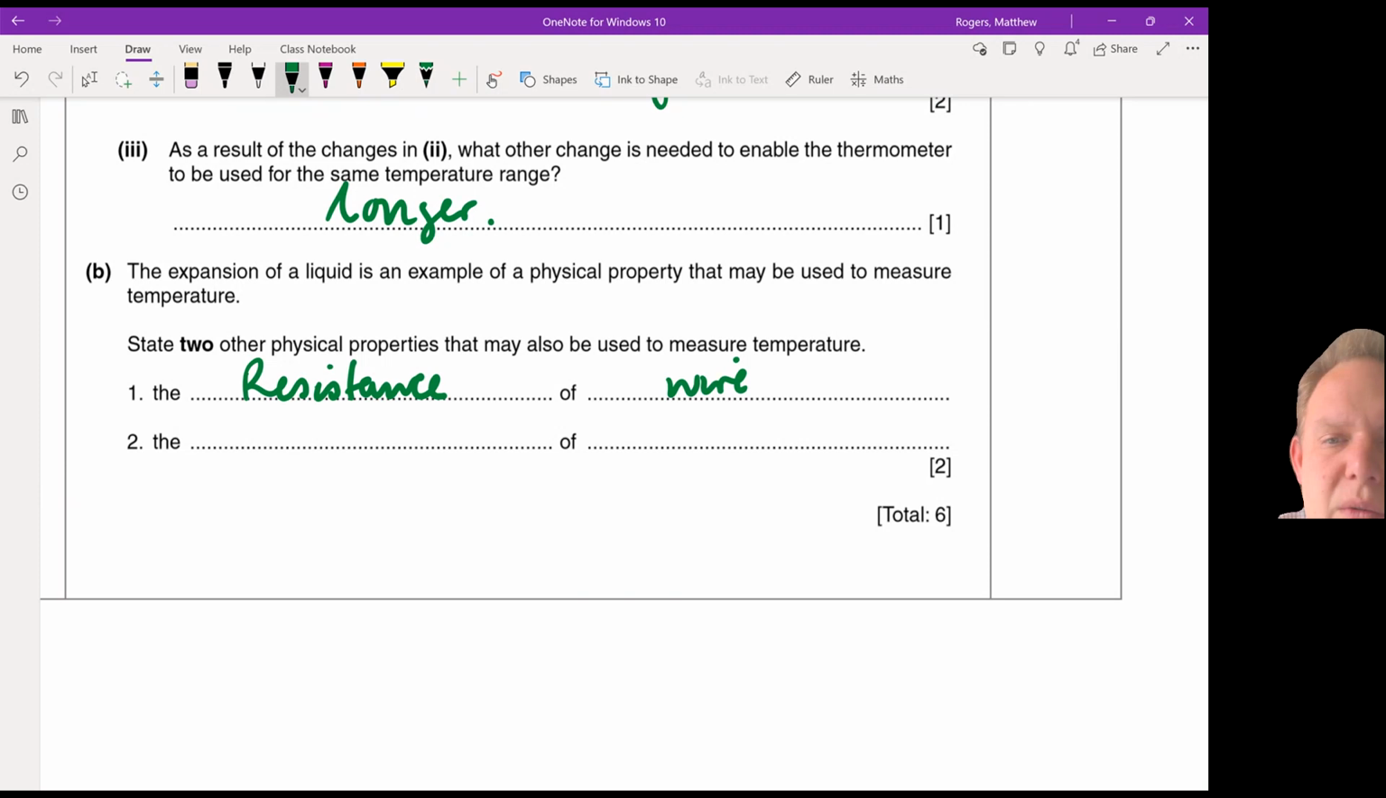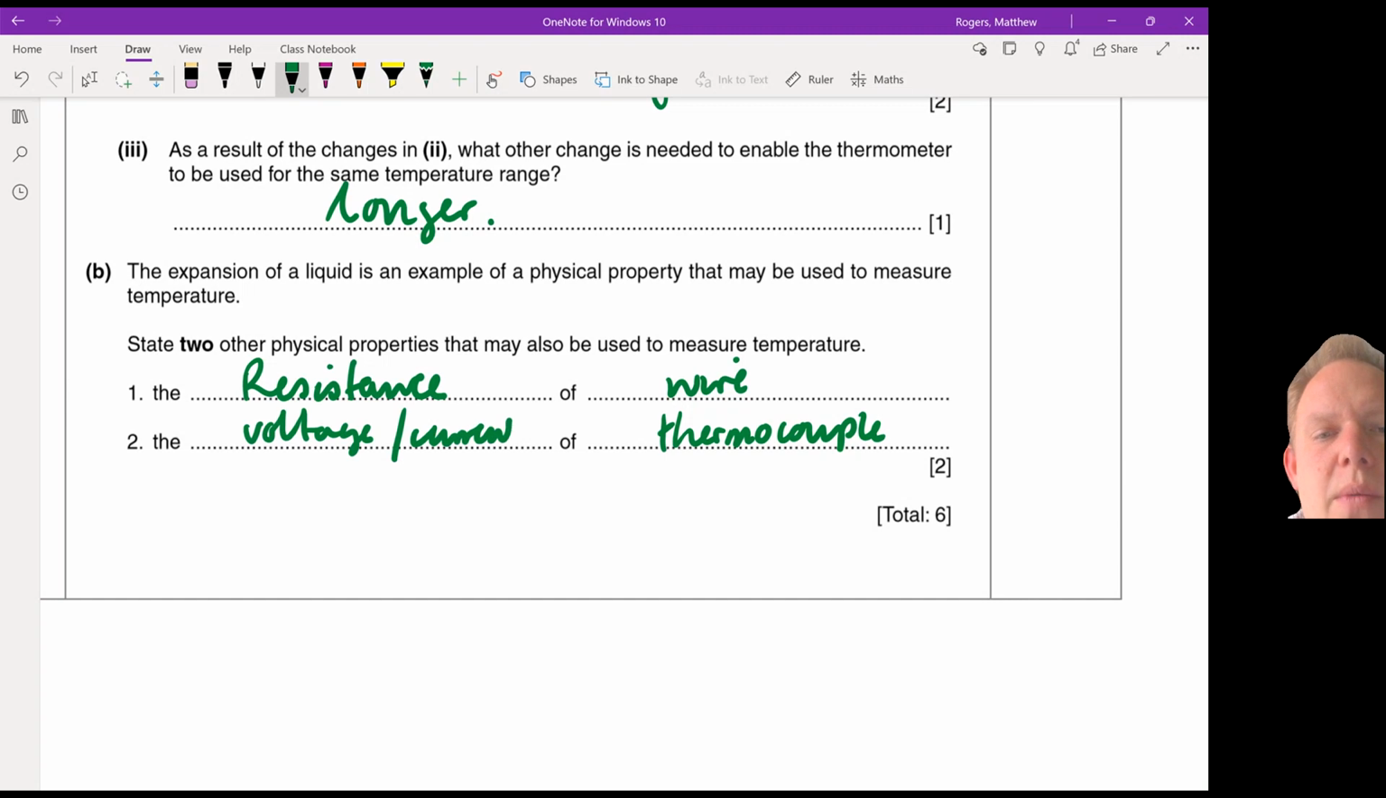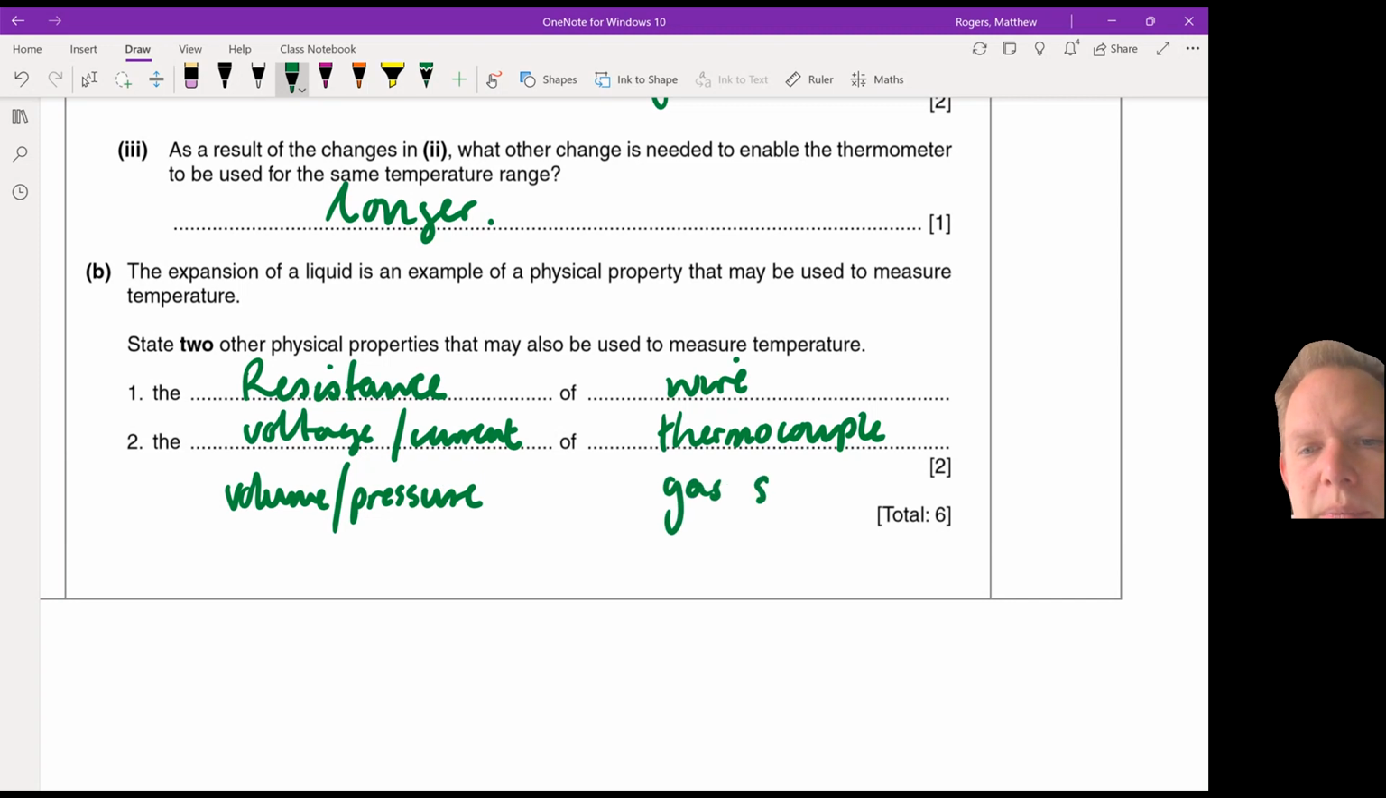We could use something called a thermocouple that you might have heard of before. If we were using a thermocouple, we're going to measure either the voltage or the current on the thermocouple. We might look at something to do with gas. We looked at an experiment to do with gases recently, so we might look at the volume or the pressure of a gas sample to measure the temperature. There are lots of other things you could use though.